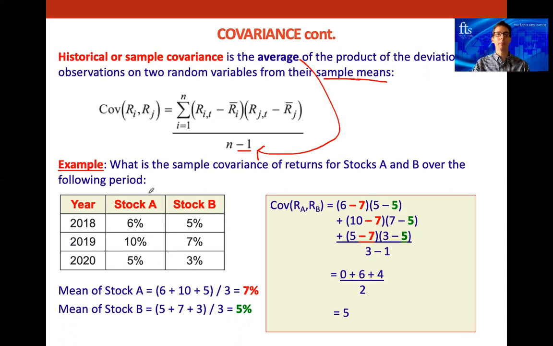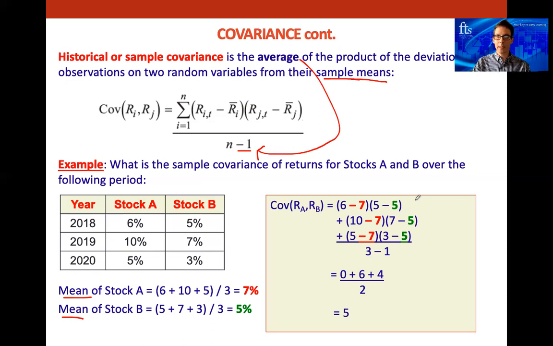So let's do the example. It'll clear all this up. They're asking us, what is the sample covariance of returns for stocks A and B over the following period? So where do we start again? We need to work out the mean this time because we're going to see how these returns for each year are deviating from the mean. So we can just work out the mean, nice and simple over there. So now for the covariance, or the historical covariance, we've got to take each and every year. So this is this year over here.